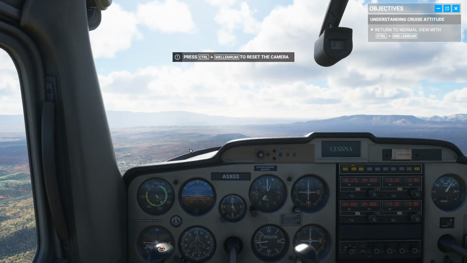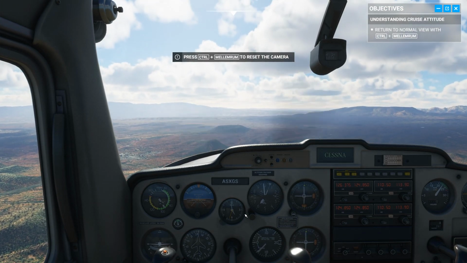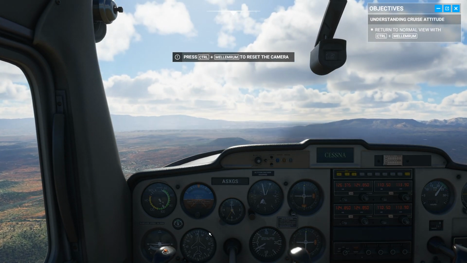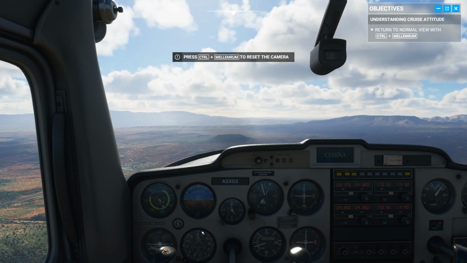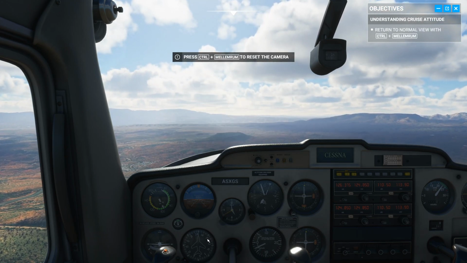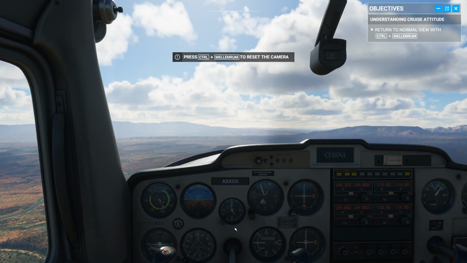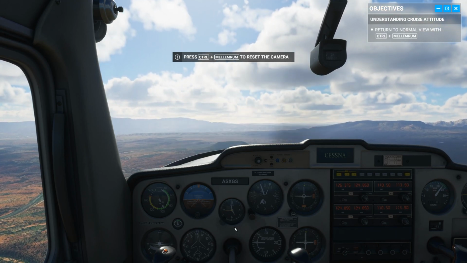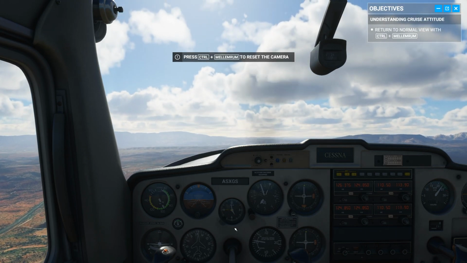Okay, so let's get back to flying. This is the heading indicator. It shows if we're going west, north, east, south, and all in between. So just for now, let's go fly.